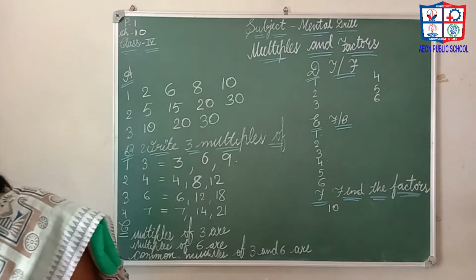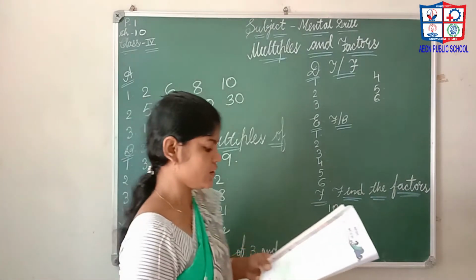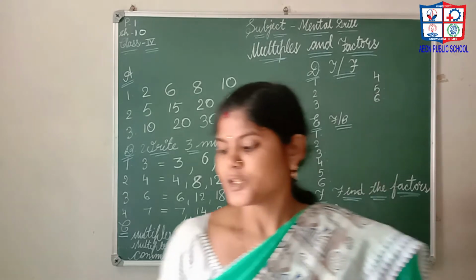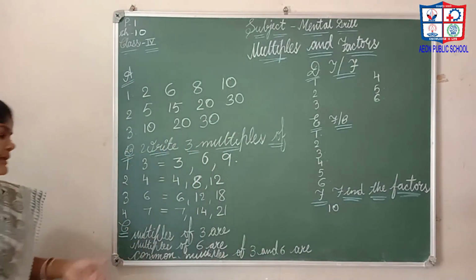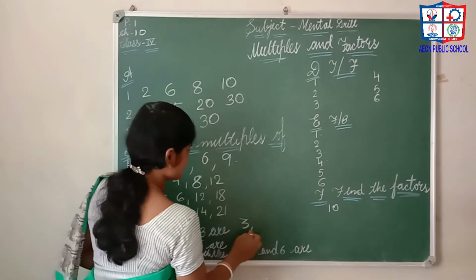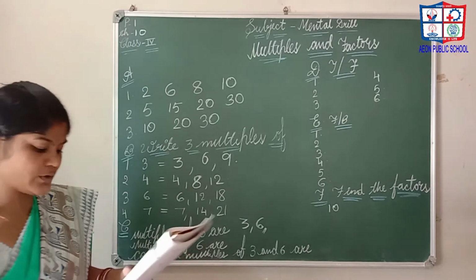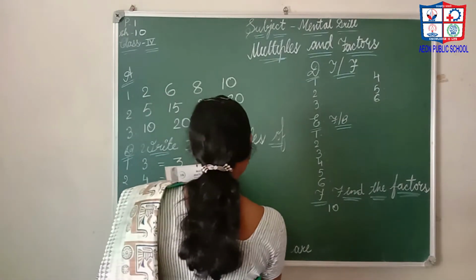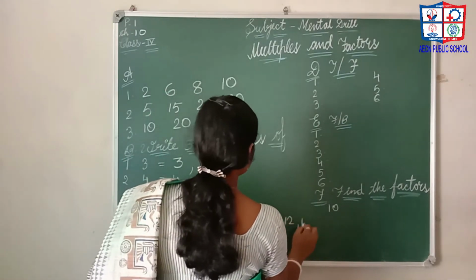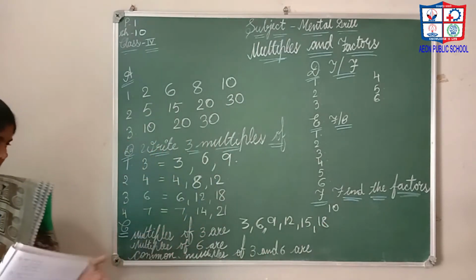Next question, look at the following numbers and write the multiples of 3 and 6. Also find the common multiple. So here, see, what are the multiples of 3? Just find out 3, 6. See, here some numbers are given, 1 to 20. From that we have to find out. So 9, 12, 15, 18. So before 20, 18 are there.